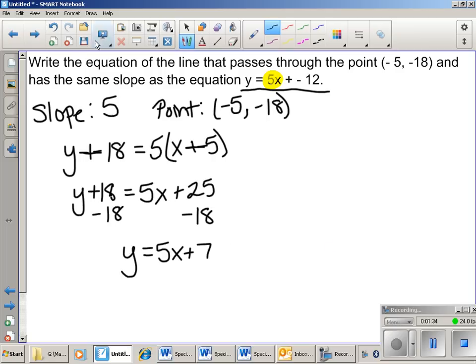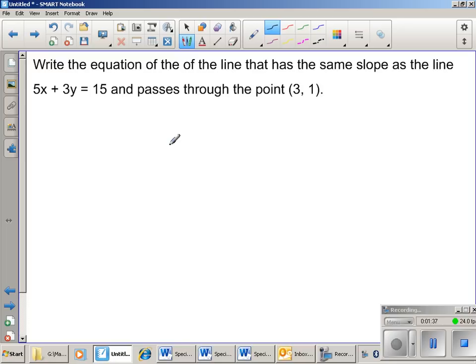Now if we look at this next one that I have on here, it asks you to write the equation of a line that has the same slope as the line 5x plus 3y equals 15 and passes through the point (3, 1). So this is kind of like the last 3 or 4 questions on your homework. And what makes this more difficult than the other one is that this is not slope-intercept form. So even though we know that our new equation is going to have the same slope as this equation, we can't tell by just looking at this equation what the slope is. So we need to get it into a form where I can find the slope, meaning slope-intercept form.